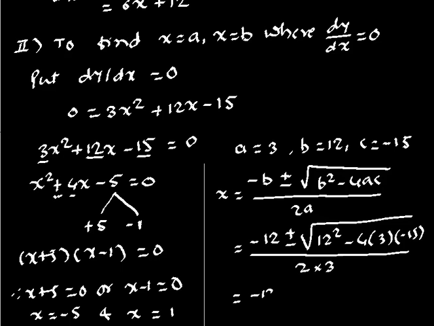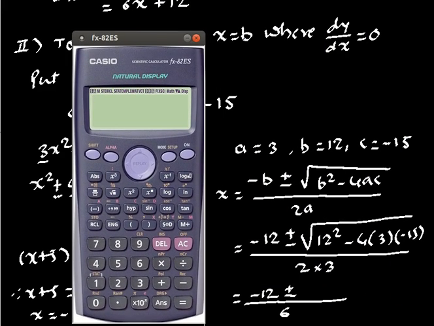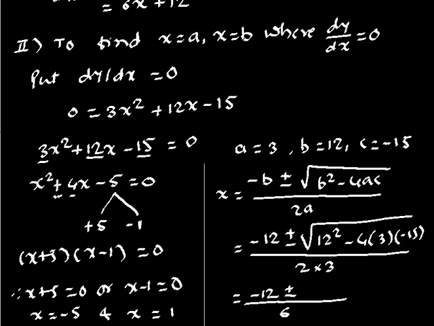So here minus 12 and in the denominator it is 6, plus or minus, let us calculate this term using the calculator. It will be under root 12 square minus bracket 4 into 3 into minus 15, bracket complete, it comes out to be 18, so it will be plus or minus 18.